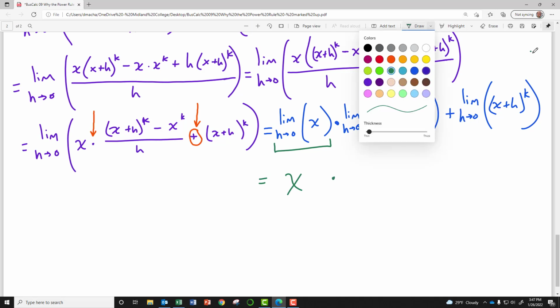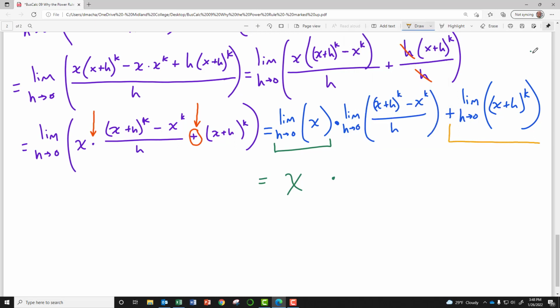Now the third limit, I will maybe change my focus and focus on this part right here. The limit as h approaches 0 of this little bit, well, I actually can just substitute 0 in for h, so I'll let h actually become 0. And because this expression is continuous at that point, I just find that this limit evaluates to x to the power k, or x plus 0 to the power k, right? Same thing. So I'm adding that last limit.